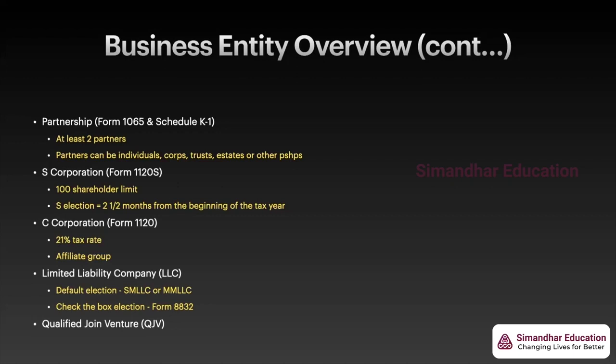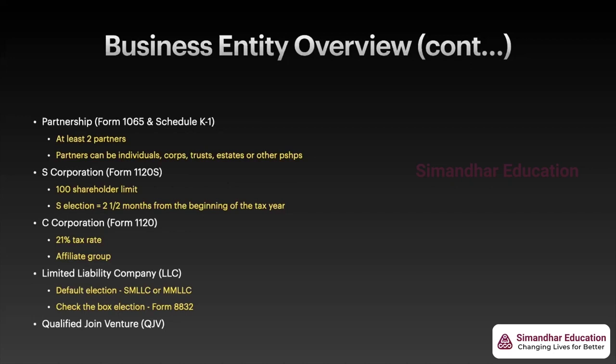All right, so continuing on, we spoke about partnership, we spoke about S Corp, we spoke about C Corp. It's important to remember what tax returns are filed by each of these entities. Then if we move on, we are talking about limited liability company, or LLC. An LLC by default is a partnership. They can also make a check the box election on Form 8832 to file as a corporation. So an LLC can file as a partnership or a corporation. By default, from a tax standpoint, they are a partnership.